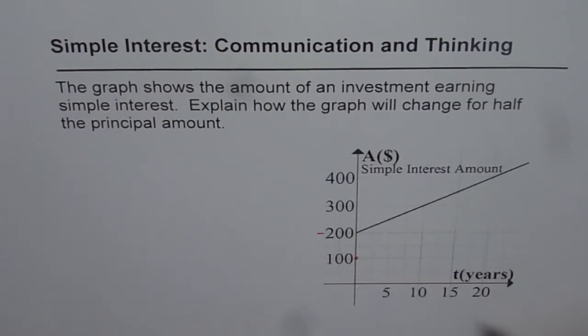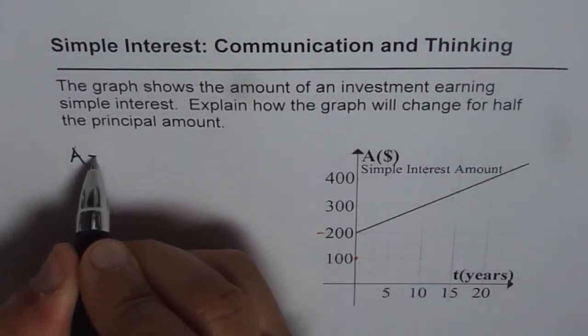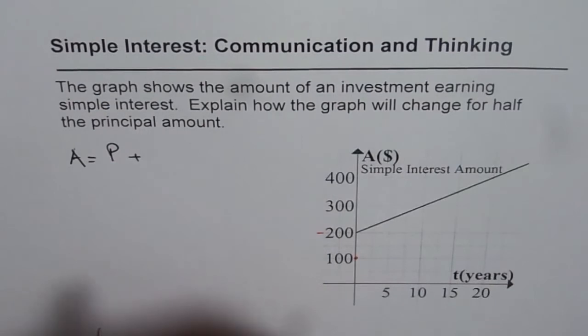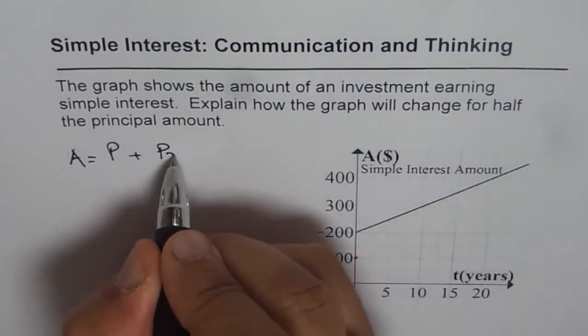But truly speaking, the rate of interest is the same, but the slope of the line does not indicate the rate of interest. It indicates what? Let's look into the formula and figure it out, right? That is the most important thing, and that is why I'm sharing this question for you. Now, the simple interest amount is equal to the principal amount, whatever you invest, plus the interest on it, right? Interest is PRT, right?